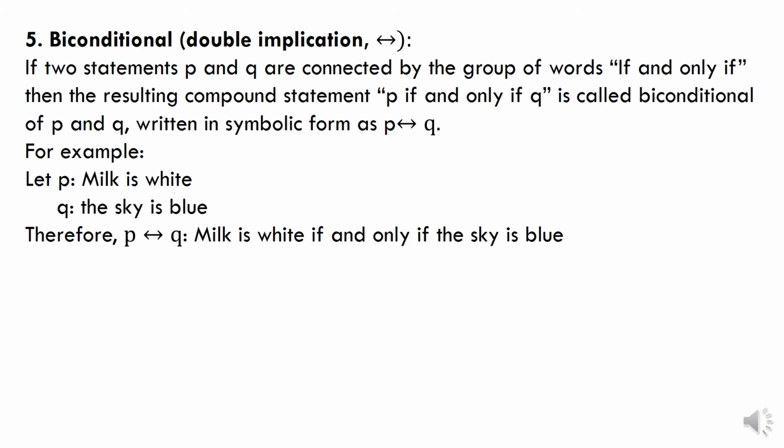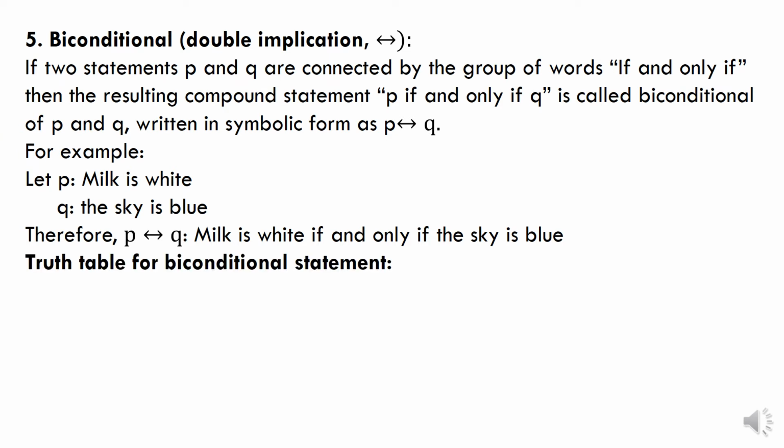For example, P, milk is white. Q, the sky is blue. We write the biconditional P if and only if Q as milk is white if and only if the sky is blue.